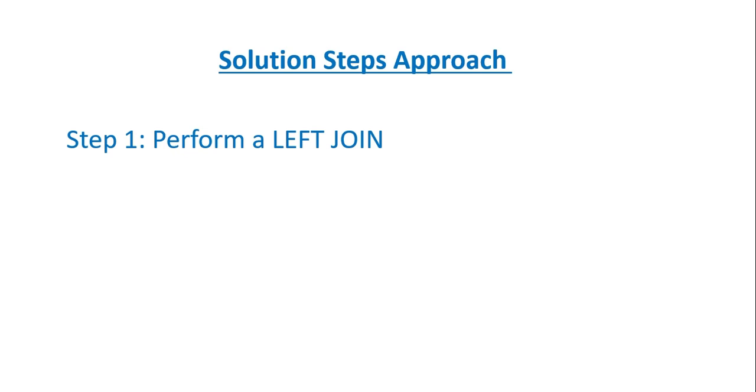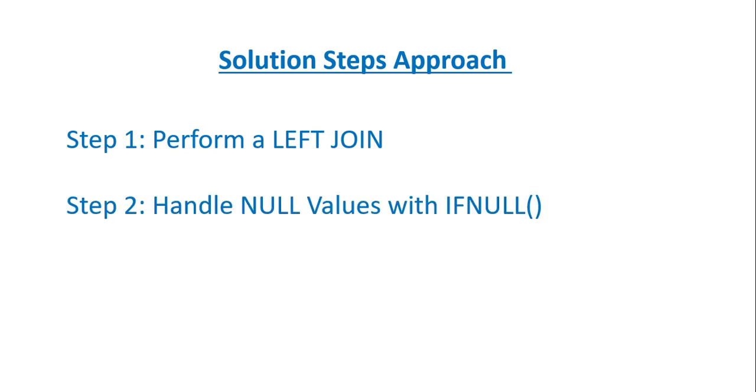In step 2, we are going to handle null values using the IFNULL function. The next step handles cases where an NPV value does not exist for a particular ID and year, and we will use the IFNULL function to replace null values with 0. The third step is to sort by ID and year, because we want to sort our data in ascending order for ID and year. So that's how we are going to solve this question.